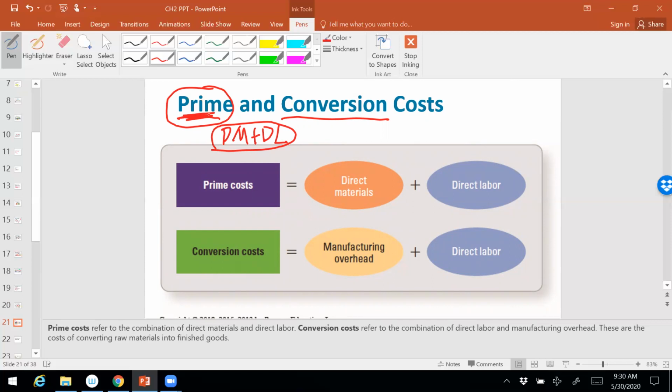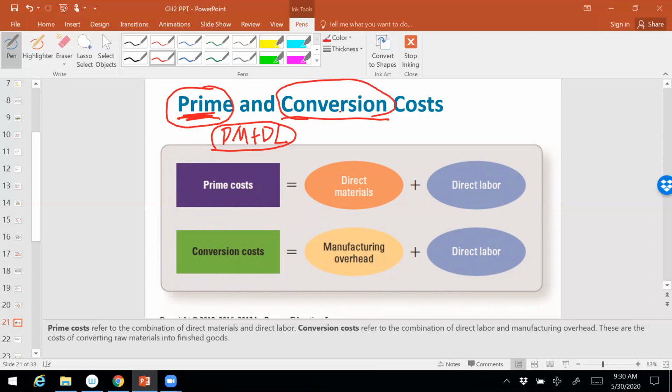Okay, so I tell you, direct material is $1, direct labor is $2, manufacturing overhead is $3. What is prime cost? Prime cost is direct labor plus direct material. So that is $3.